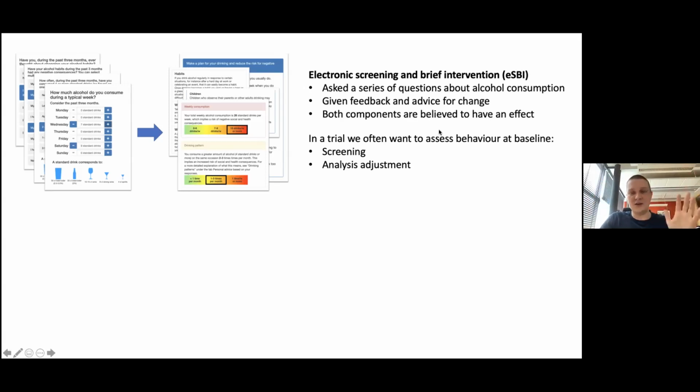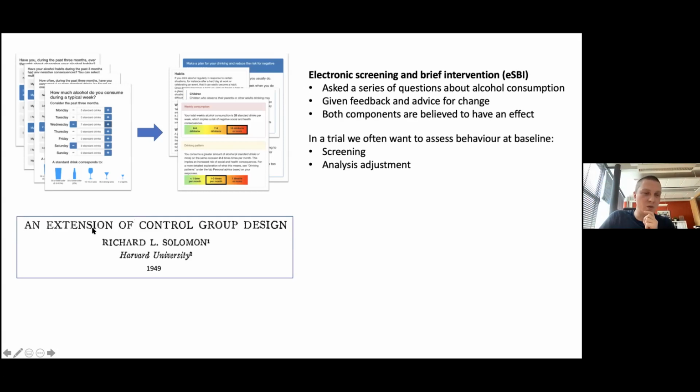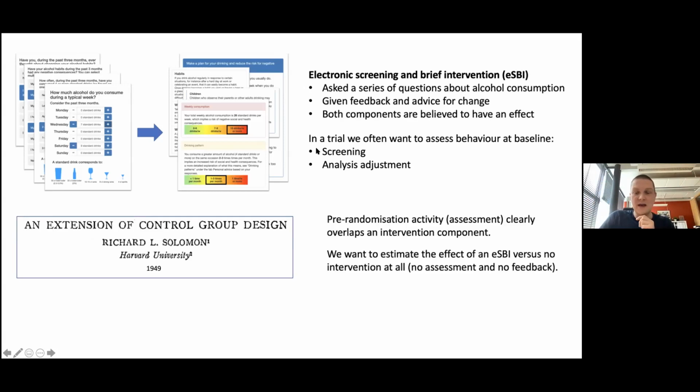But we've known for a long time, and Richard Solomon was really the one that put this into context, that screening or any type of assessment changes behavior. So Richard Solomon proposed in 1949 that we should have control groups that are pre-tested as well in order to remove effects of pre-testing. So we know that assessment affects behavior. But we need to do the assessment because of the trial design. We need to screen people and we need to assess them to be able to do our analyses.